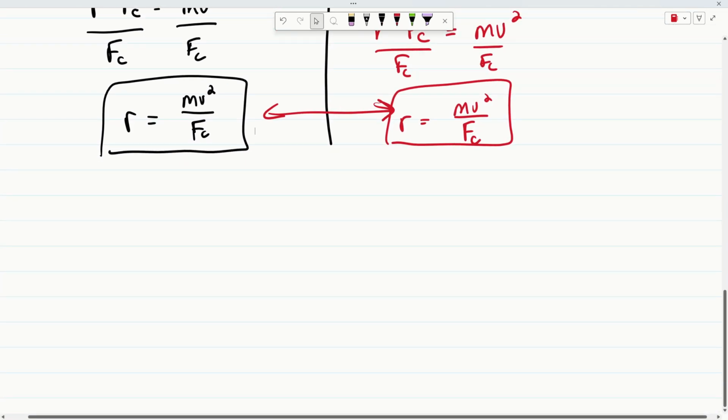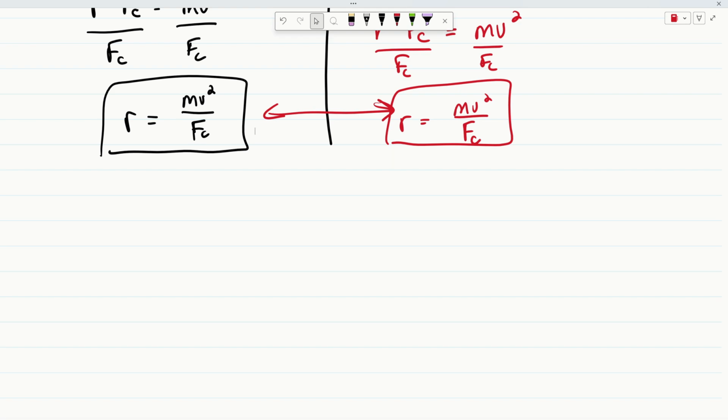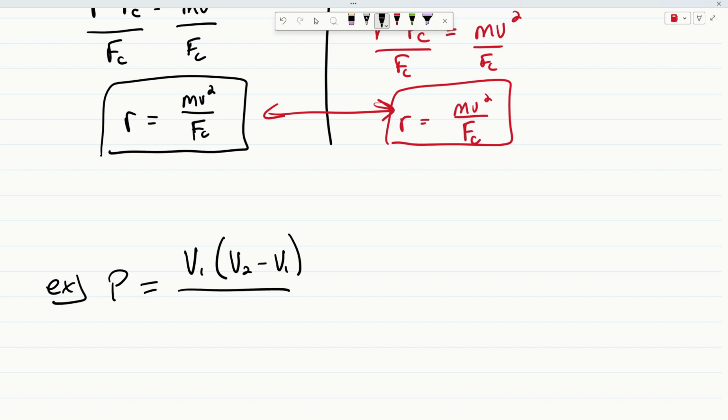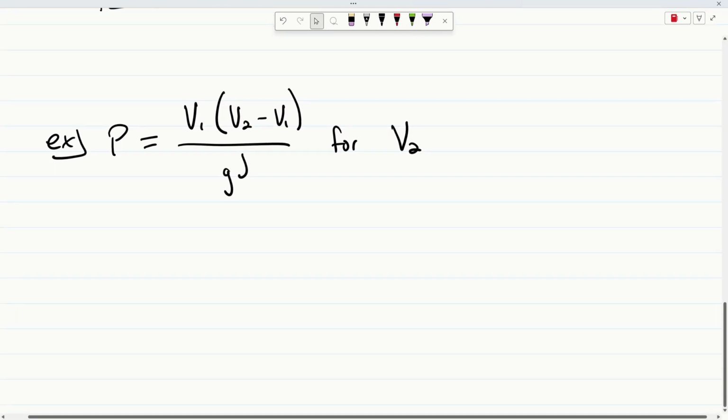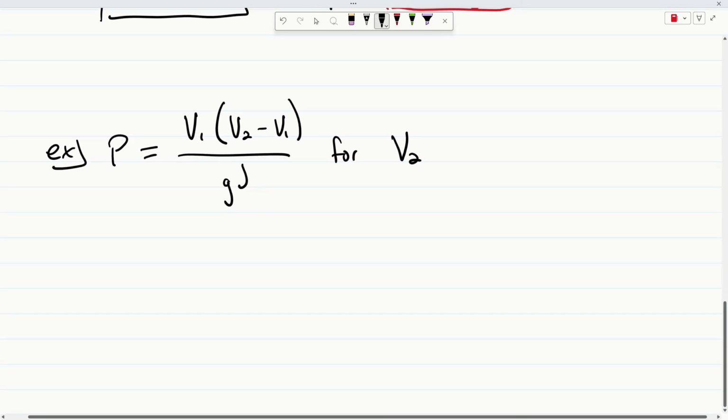So let me try one more here. We'll try this formula right here. This is for jet engine power. So this measures how much pressure is coming out. So we have P equals V1 times the quantity of V2 minus V1 all over G times J. And we're going to solve this for V2. All right, so give me a second here. I'm just going to rewrite it.